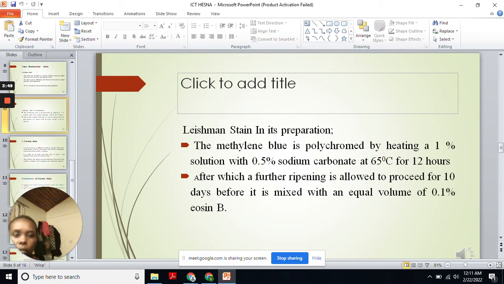The preparation of Leishman stain. The methylene blue is polychromed by heating a 1% solution with 0.5% sodium carbonate at 65 degrees Celsius for 12 hours, after which further ripening is allowed to proceed for 10 days before it is mixed with an equal volume of 0.1% eosin blue.